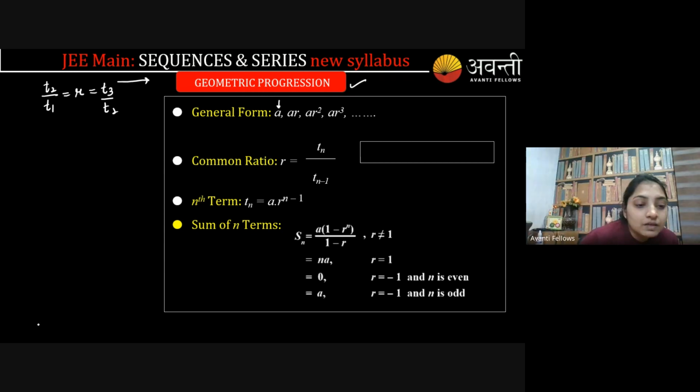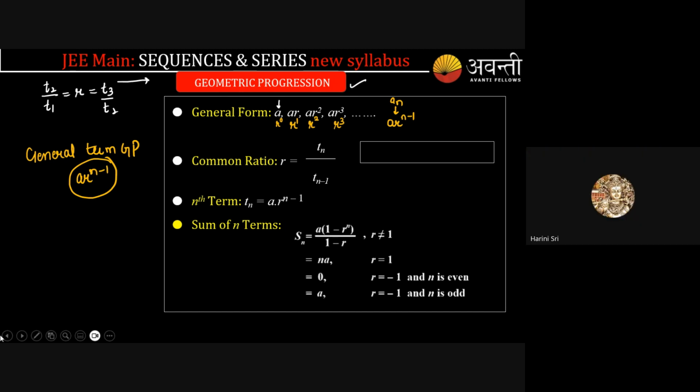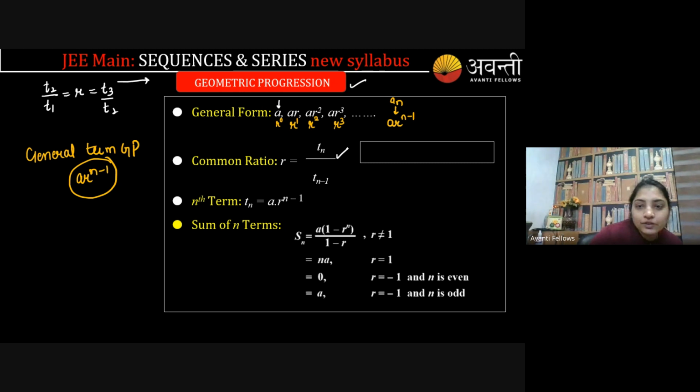You can think that when the first term is there, then r raised to power 0. When the second term is there, r raised to power 1. Third term, r raised to power 2. Fourth term, r raised to power 3. It means when I'm talking about the nth term, then r must be raised to power n minus 1. So the general term for GP will be a r raised to power n minus 1. Clear? Yes, ma'am. So the common ratio is already known to you.